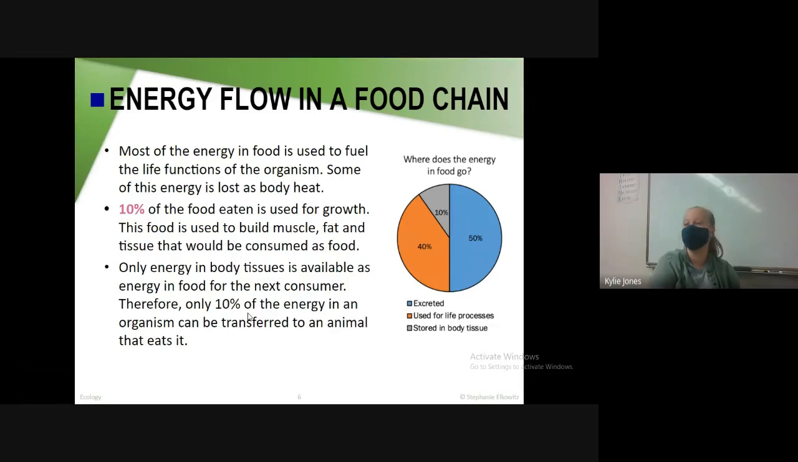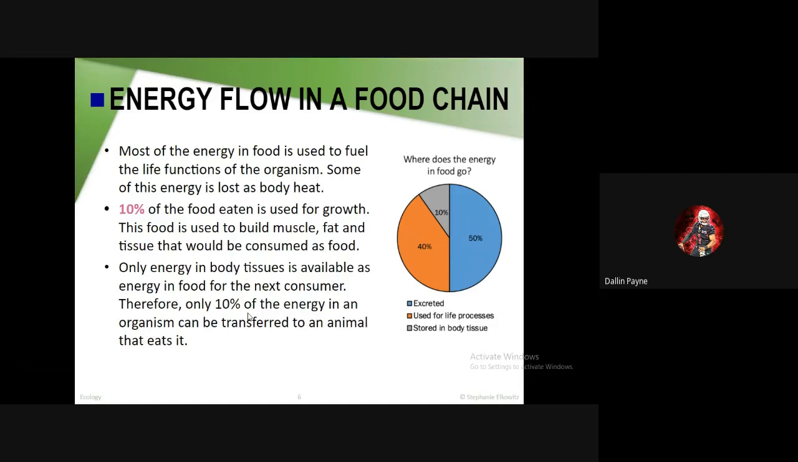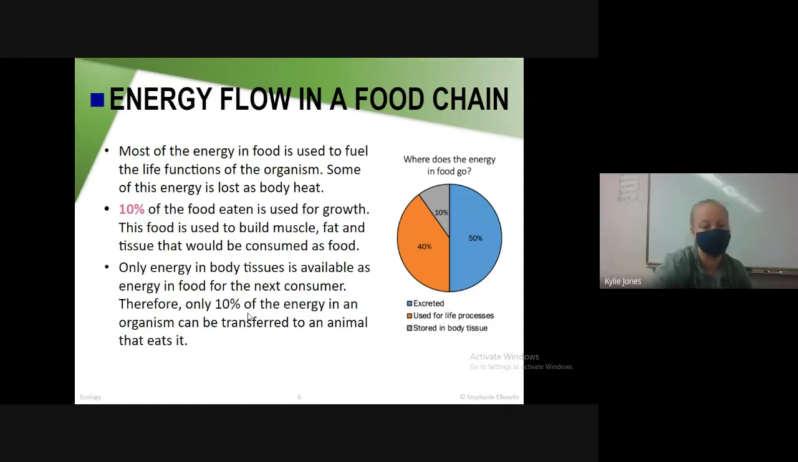Are we almost done? Is there one more slide? I think one more. Can I start on the next one? Is it up? Is it energy pyramid? Yeah. Oh, this is the last slide.